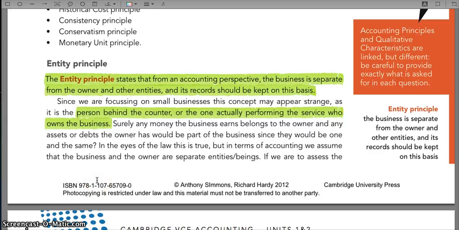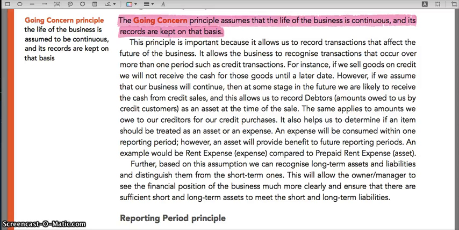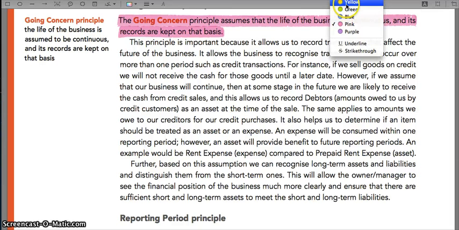Therefore, if we're removing money from the business to use for personal use, as we were talking about today, we need to record that as a drawing. The going concern principle assumes that the life of the business will continue and its records are kept on that basis. So this is actually a really important principle, and it gives us the ability to do a number of things.